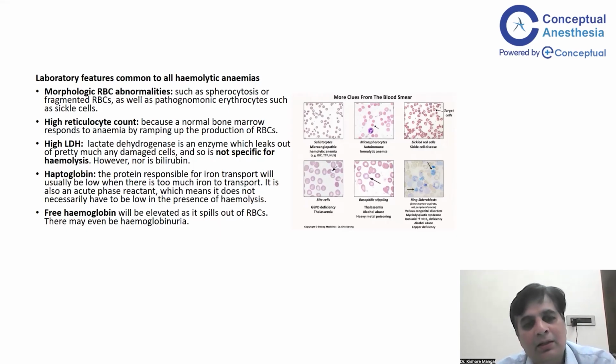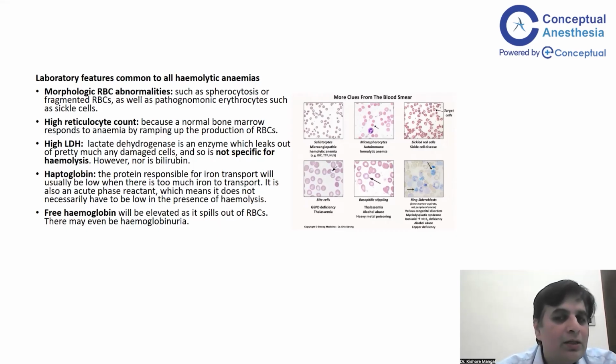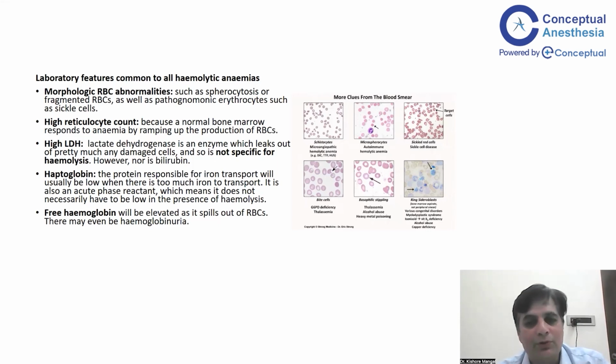Then you will usually see patients having a high reticulocyte count because it is a marker of normal bone marrow. Usually hemolysis is happening outside the bone marrow. So the bone marrow, when it sees signals of low hemoglobin, will produce more. So a high reticulocyte count is usually suggestive of anemia outside the bone marrow.